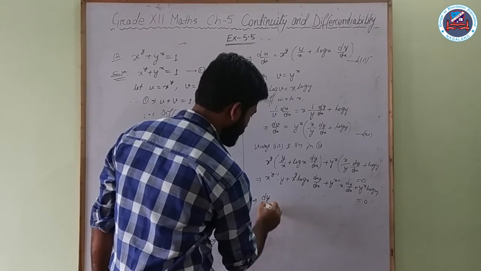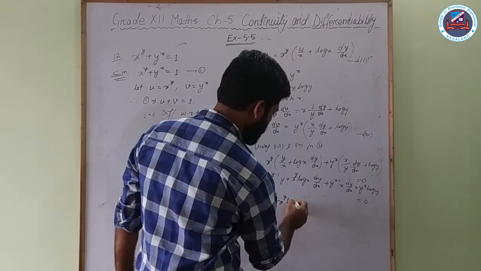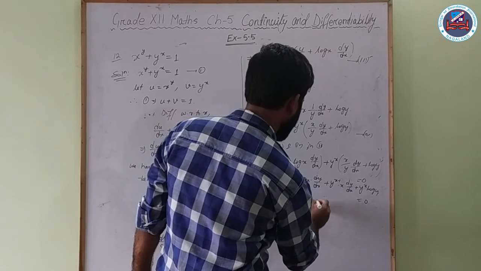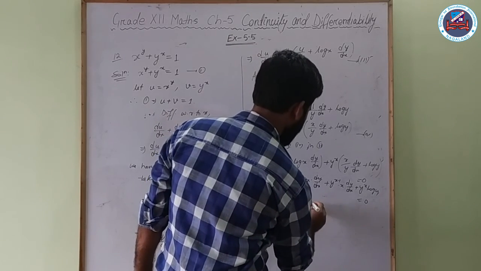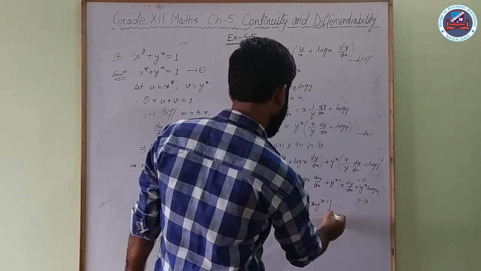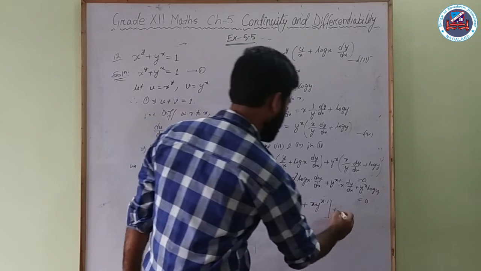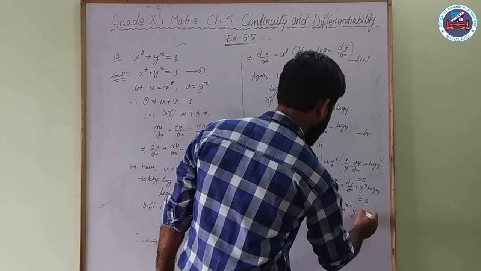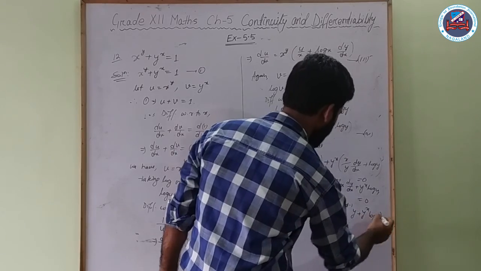So take dy by dx common. So what we should be left with? X to the power y log x plus y to the power x minus 1, x into y to the power x minus 1, plus, so the remaining terms without this, so x to the power y minus 1 into y plus y to the power x log of y, and that will be equal to 0.